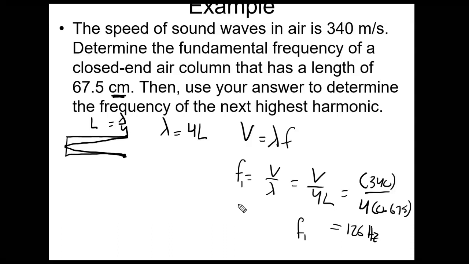Now, the question then goes on to say, then use your answer to determine the frequency of the next highest harmonic. Okay, so this is one of those where either you could draw the picture. You could be like, okay, well, it has the same boundary conditions. I still have to have an antinode on the open end, node on the closed end. I'm basically just adding an extra node. Okay, and I know that they have to alternate back and forth. So, if I have a node here, I would have to have an antinode, and then another node, and then an antinode. And so the picture would look something like this.